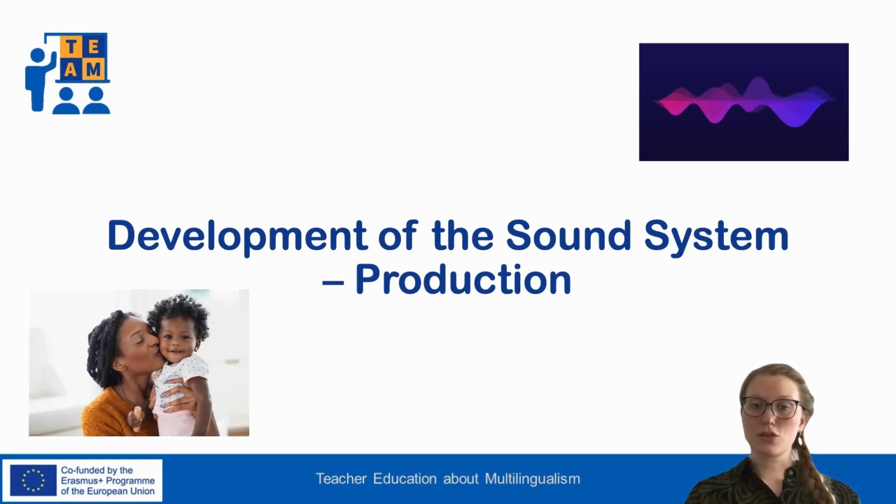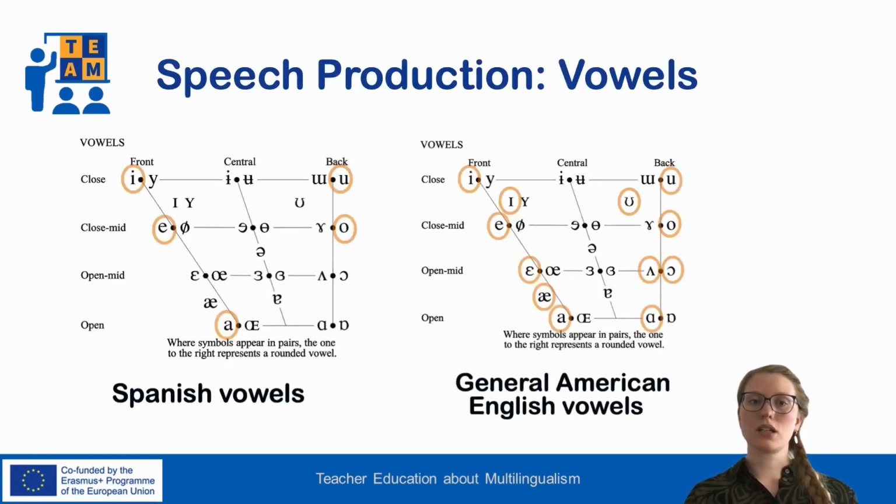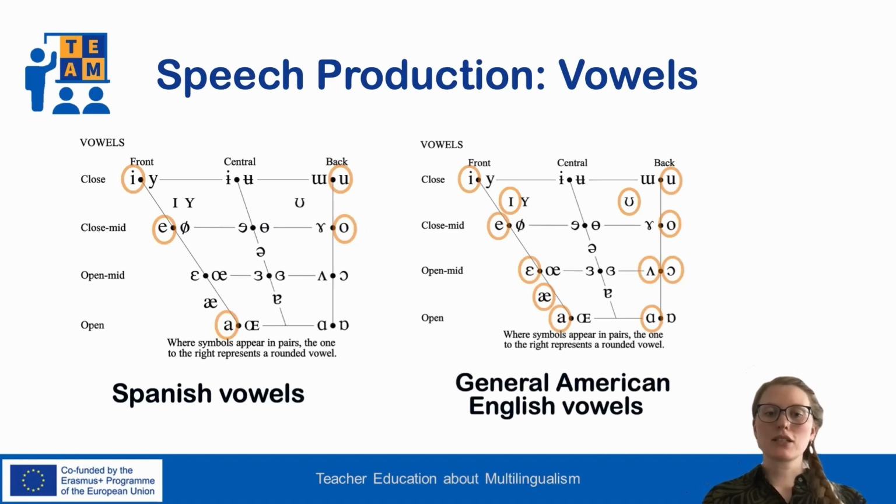So now we're moving to production, and we'll start with an example with vowels. So here you see the vowel landscape from the International Phonetic Alphabet. And for Spanish, you see that there are relatively few vowels. So all the circles here represent a vowel in the respective language. And for American English, you can see that there are many different circles there.